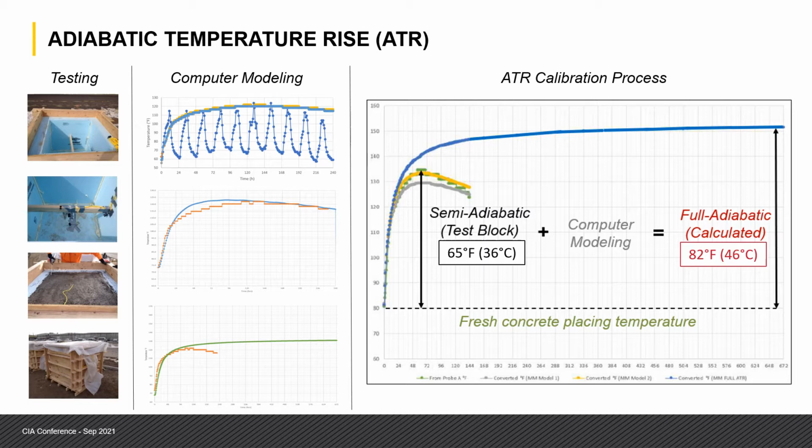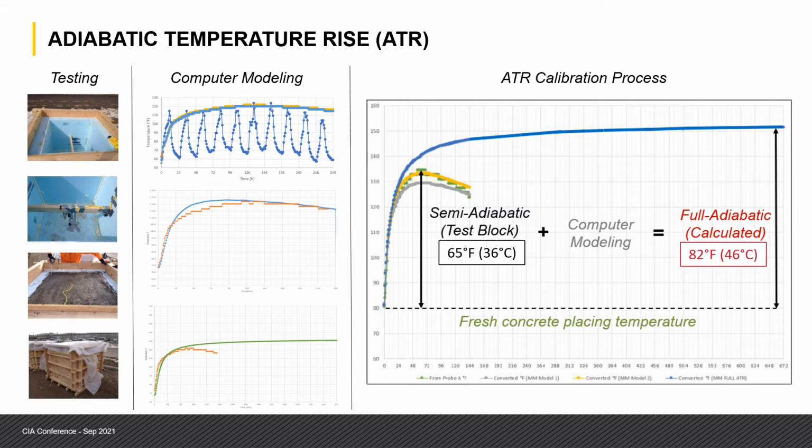So when you get to the middle here where I show you the computer modeling, the first data set on the top is pretty much the data that you gather from the block. And once you get that data from the block and you put it in computer models, you can calibrate the ability of the concrete to generate heat.